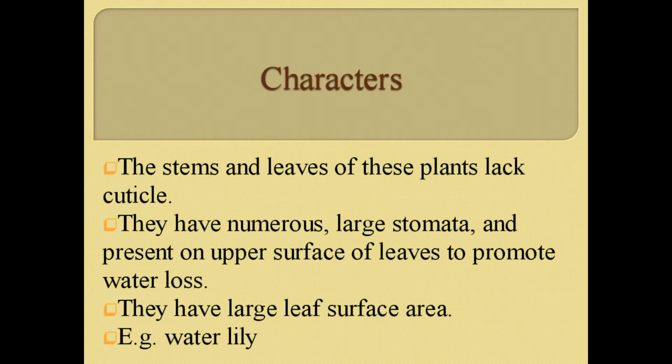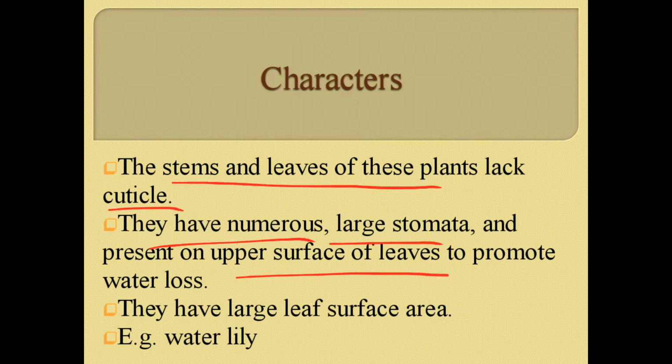The characteristic of these plants is based on the fact that as these plants have plenty of water supply, the transpiration rate is high. In fact, all the characteristics present in these plants promote water loss. The first one is that the stems and leaves lack cuticle. Cuticle is the outer covering present in plants which inhibits transpiration, but as these plants have no cuticle, transpiration can take place easily. The second one is that they have numerous large stomata present on the upper surface of leaves to promote water loss, that is, transpiration.